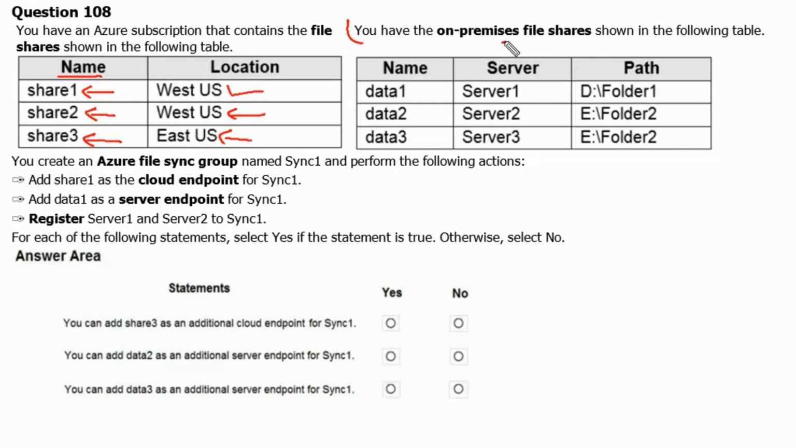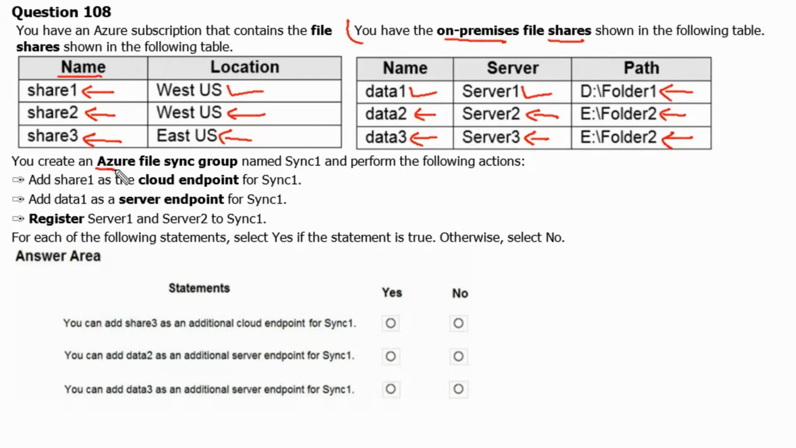You have on-premises file shares shown in the following table. So we have data1, which is on server1, and this is the path of data1. Data2, which is on server2, and this is the path of data2, and data3 is on server3, and the path of data3 is as follows.